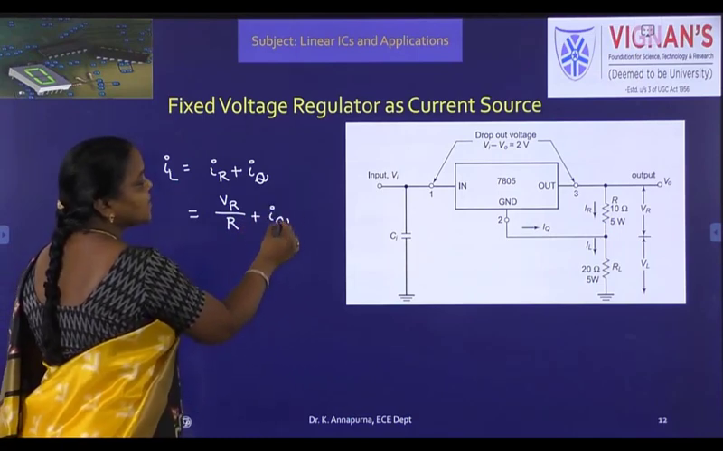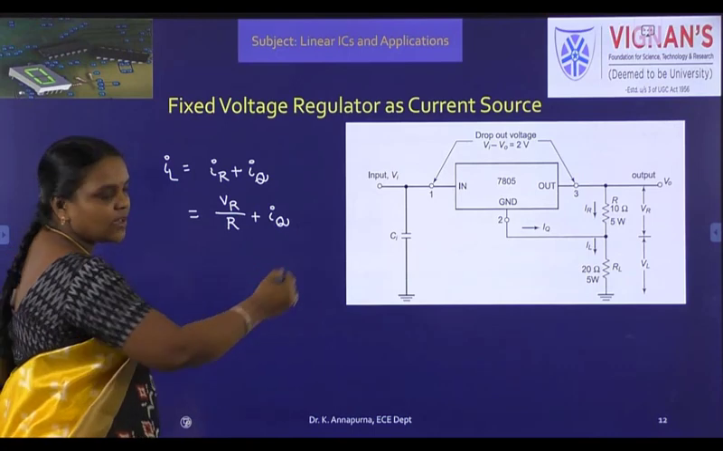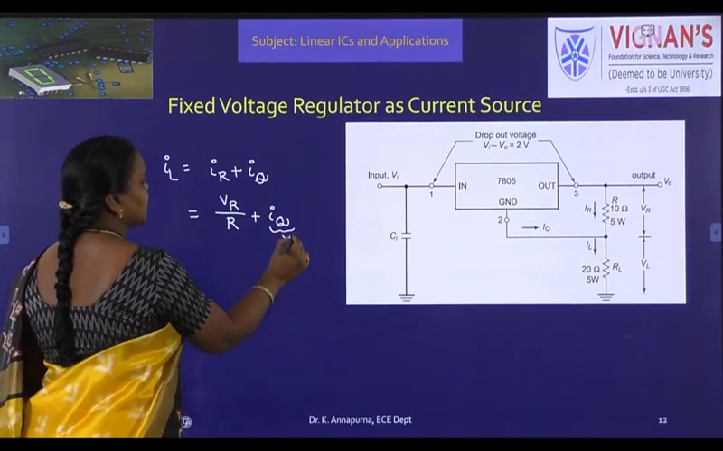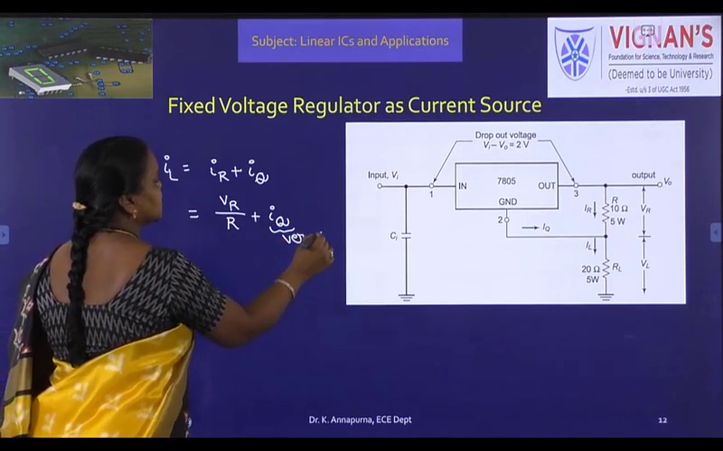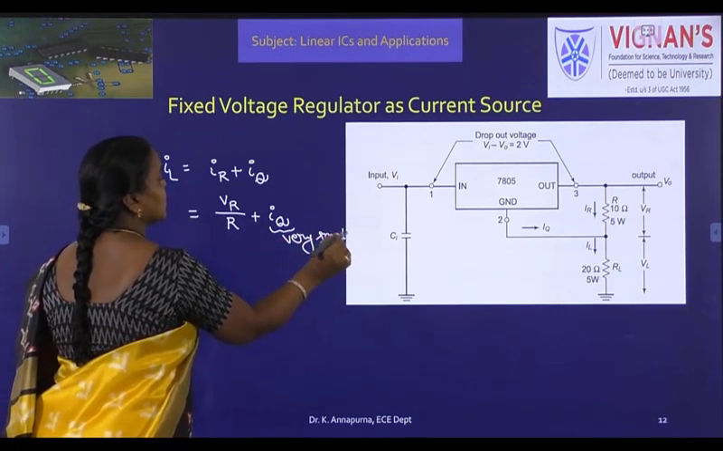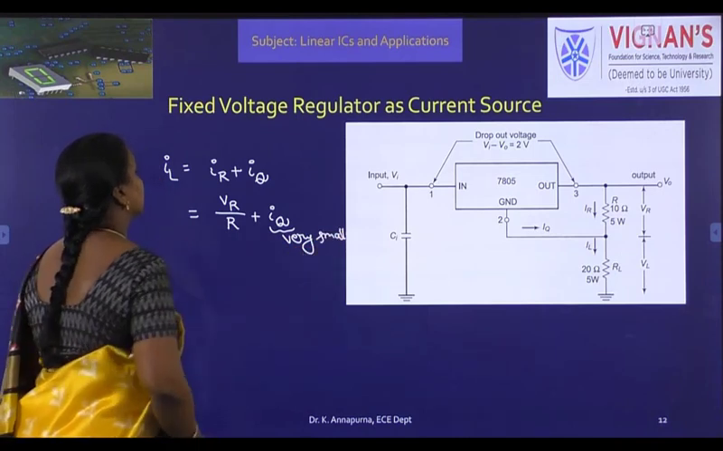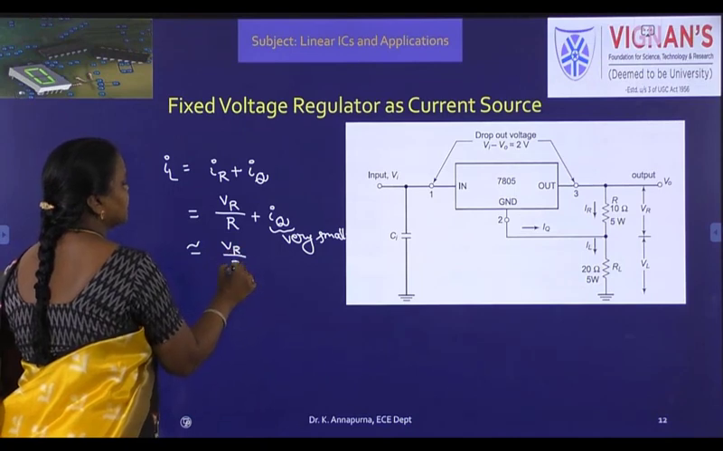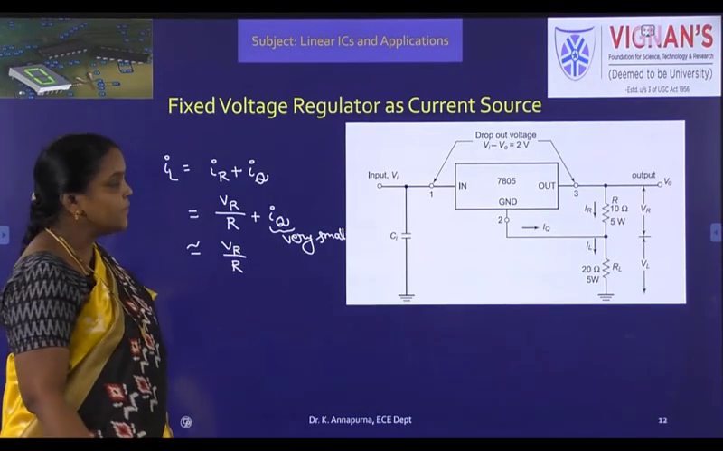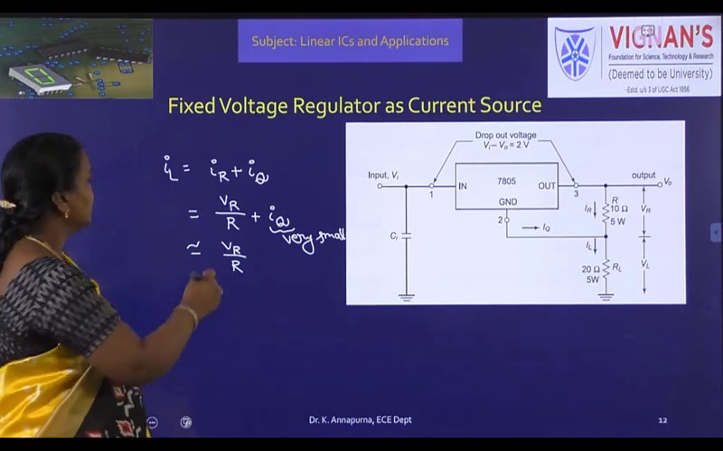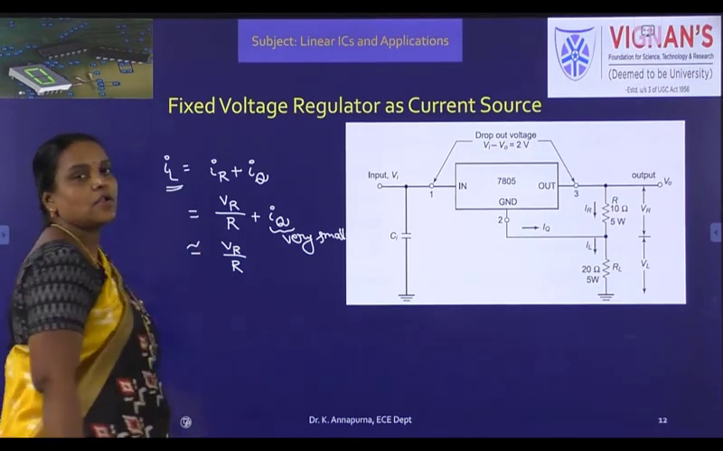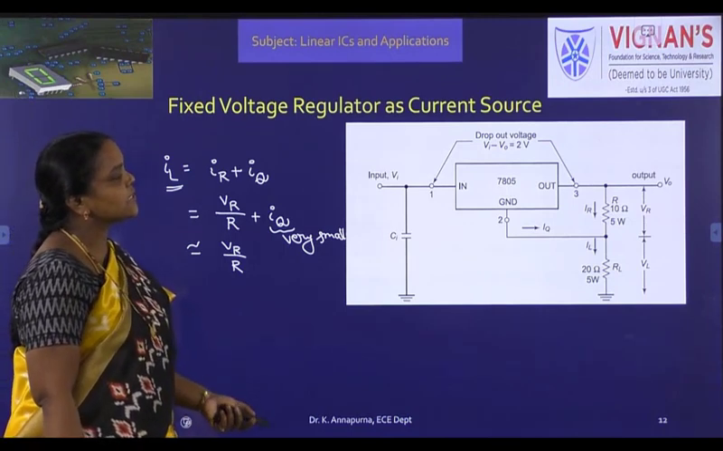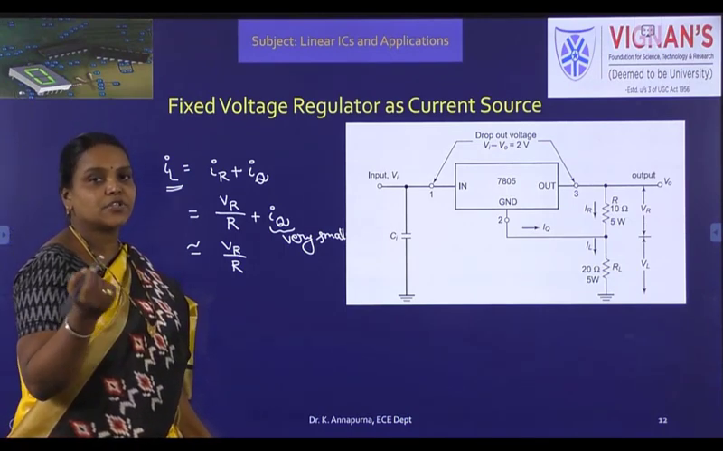IQ is the quiescent current which is flowing to the ground, and it is a very small current, in the order of milliamperes, so you can neglect it. So this is approximately equal to VR by R. By setting a proper value of R, we can produce the required load current. In this way the fixed voltage regulator can be used as a current source.